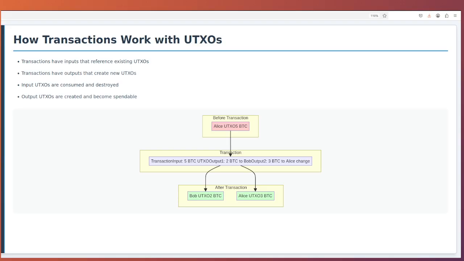Alice's original 5 Bitcoin UTXO is consumed. It no longer exists and can never be used again. Now there are 2 new UTXOs. Bob's 2 Bitcoin UTXO and Alice's 3 Bitcoin UTXO. The old UTXO is spent, and the new UTXOs are unspent. This is the continuous cycle. UTXOs are consumed as transaction inputs and created as transaction outputs. The blockchain is essentially a massive ledger tracking which UTXOs have been created and which have been spent.